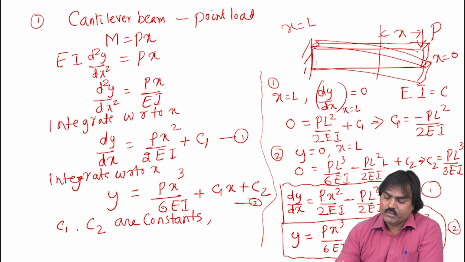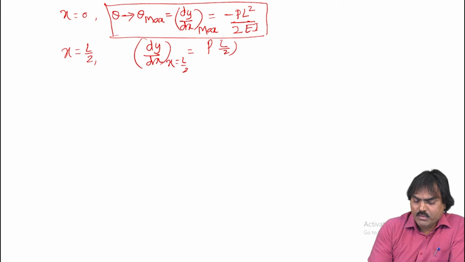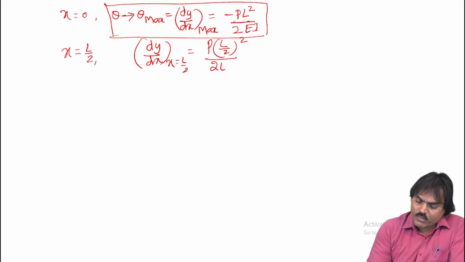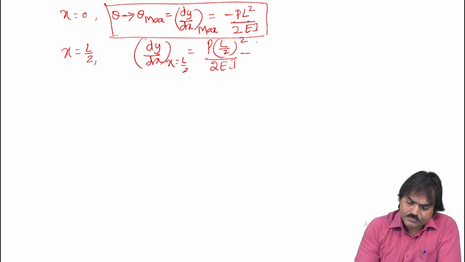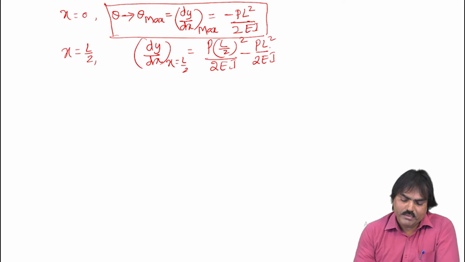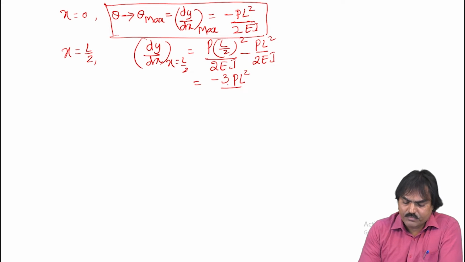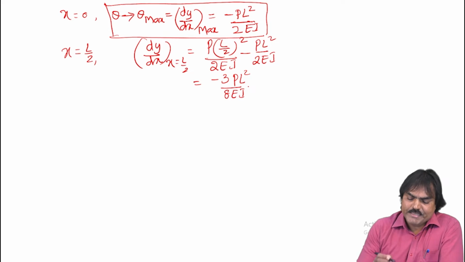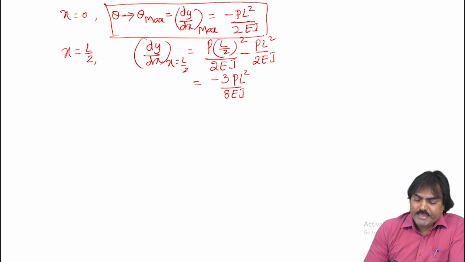If you substitute L by 2, you will get P into L by 2 whole square by 2EI minus PL square by 2EI. So this is L square by 4, 4 into 2 is 8, that is minus PL square by 8EI. This is the answer at the center of the beam. Definitely 1 by 8 is actually less than 1 by 2. Then see the deflection. These are the slope equations.